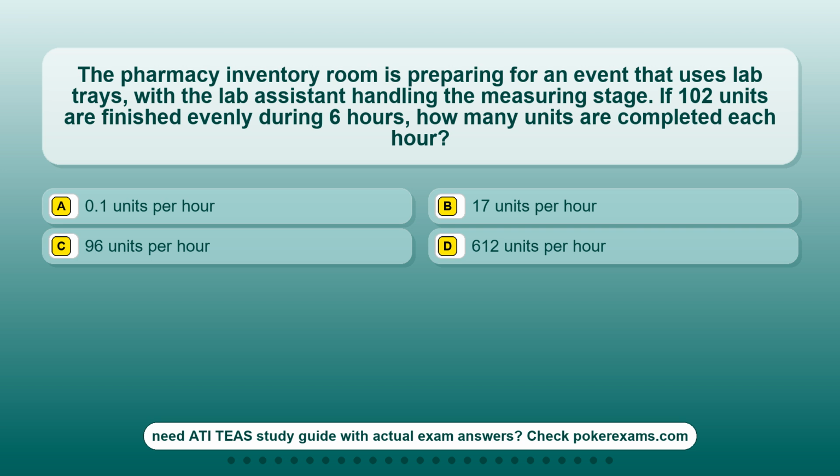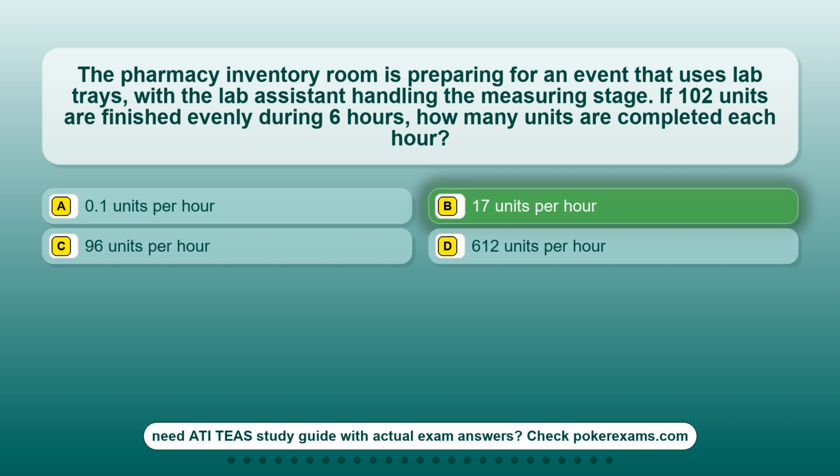Option A is 0.1 units per hour. Option B is 17 units per hour. Option C, 96 units per hour. Option D, 612 units per hour. The correct answer is option B, 17 units per hour.